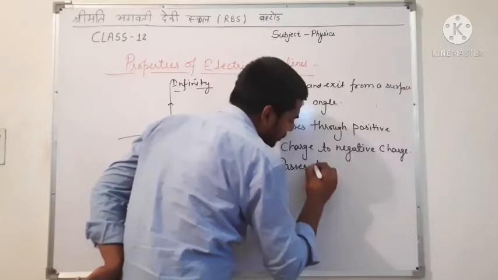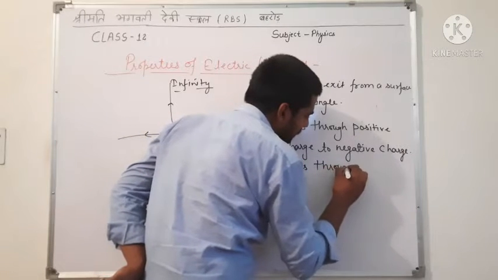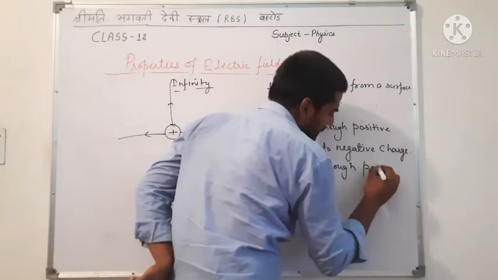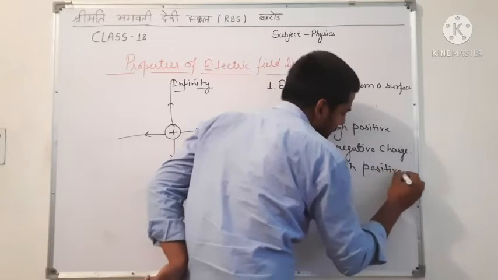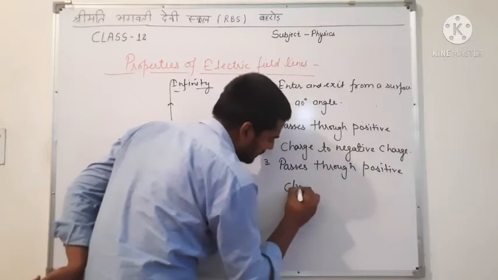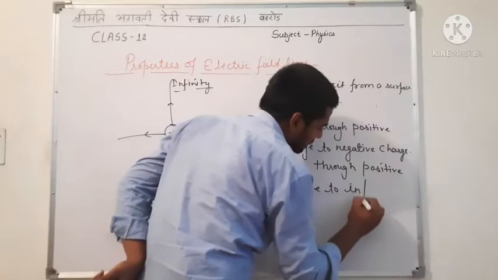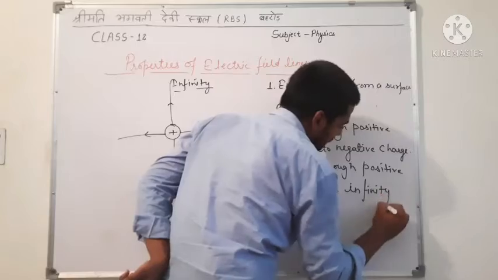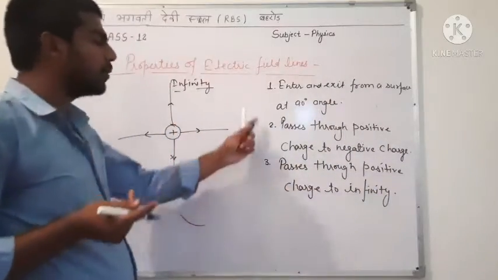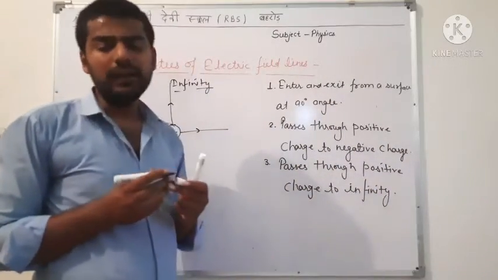Passes through positive charge to infinity. This is the third property of electric field lines.